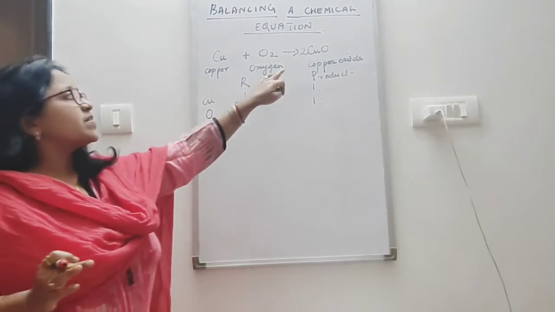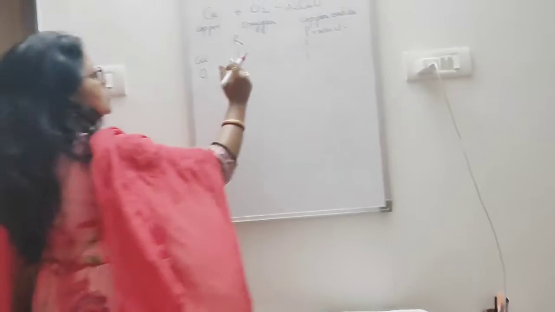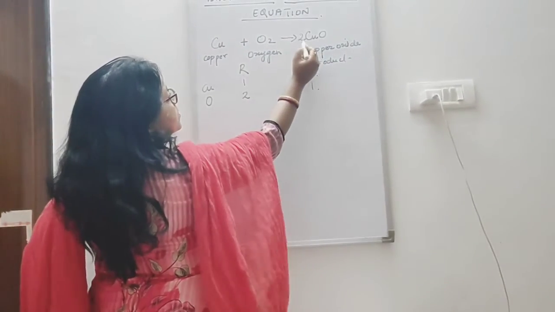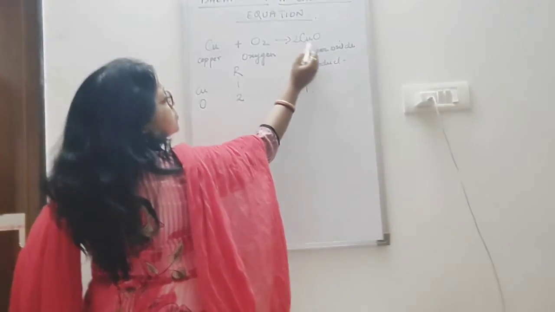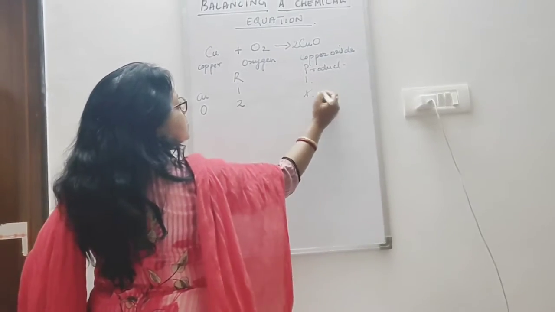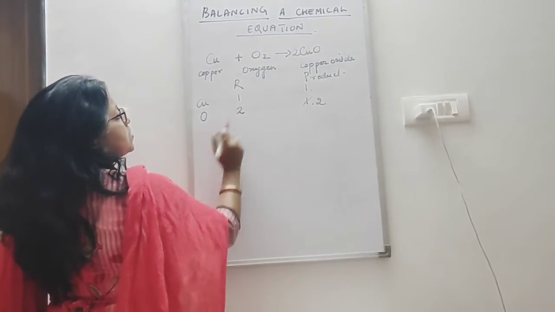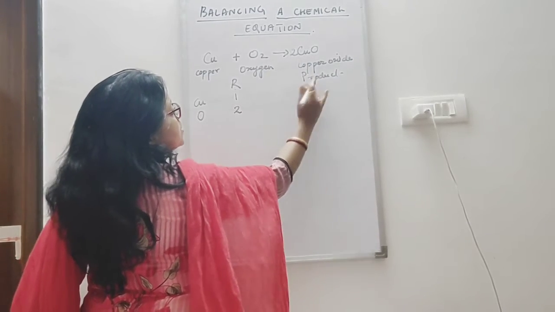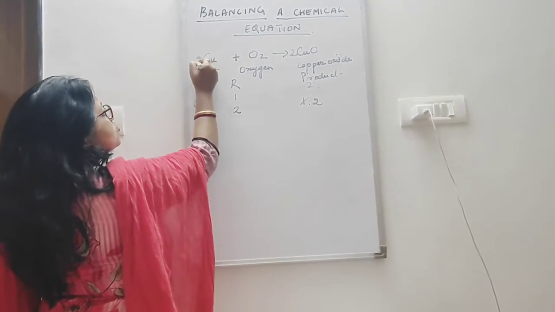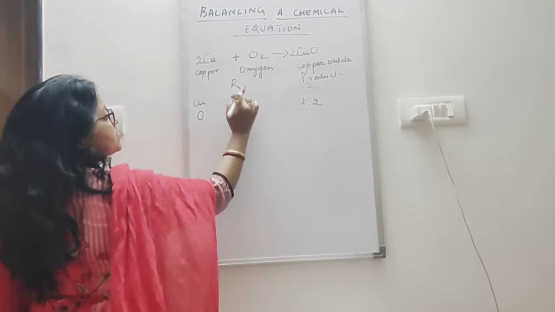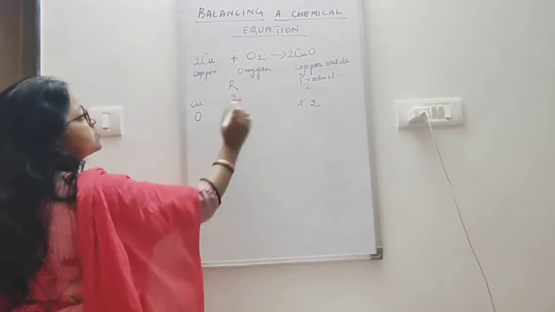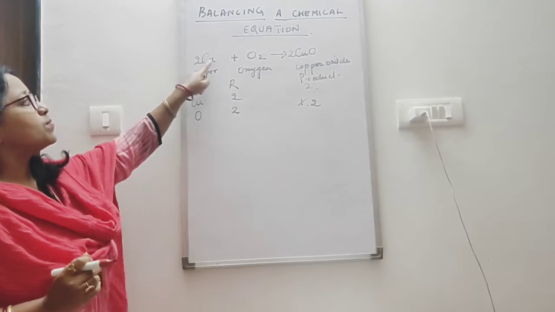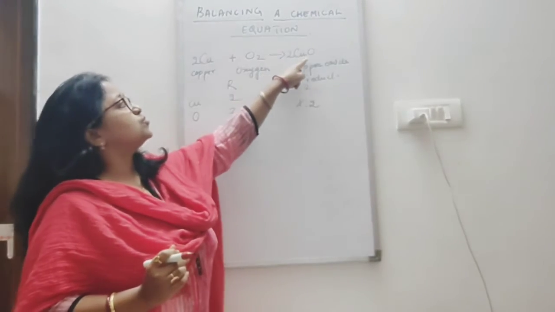Now once we have added this 2, what happens? Oxygen is 2 here because this 2 is applicable for copper also and oxygen also. Oxygen is 2 here, it is balanced. But what about the copper? Copper becomes unbalanced here. In the product the copper is 2. So we insert a 2 here, and so in the reactants the copper is 2. It is balanced. 2Cu plus O2 gives 2CuO.